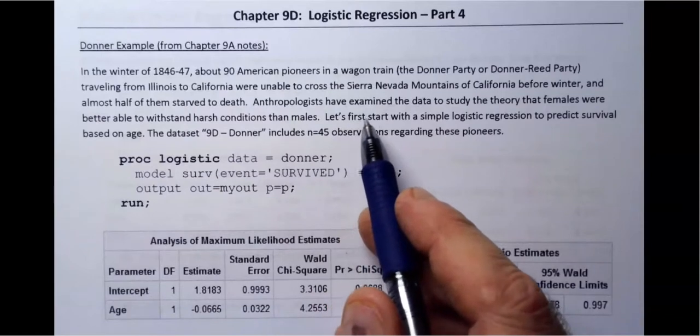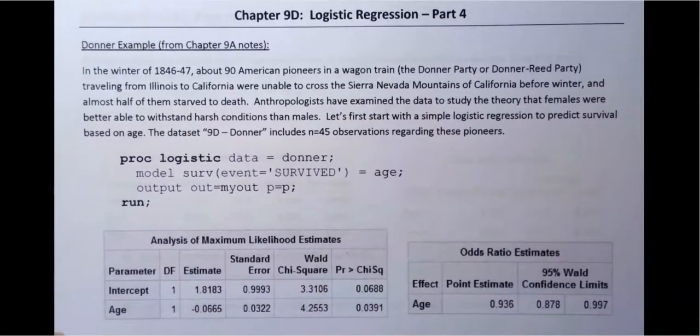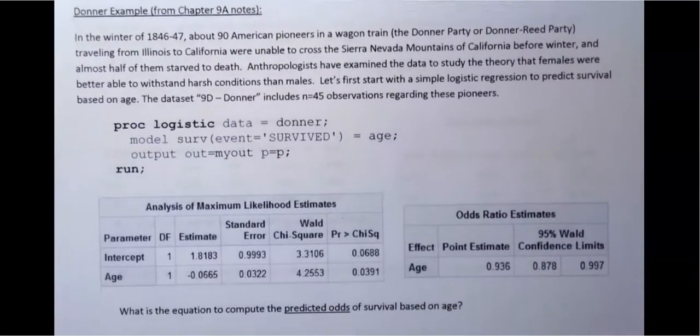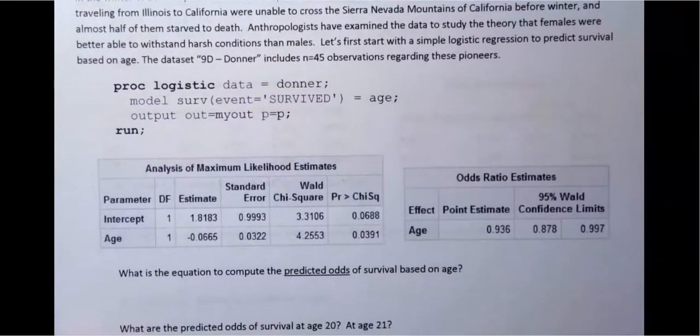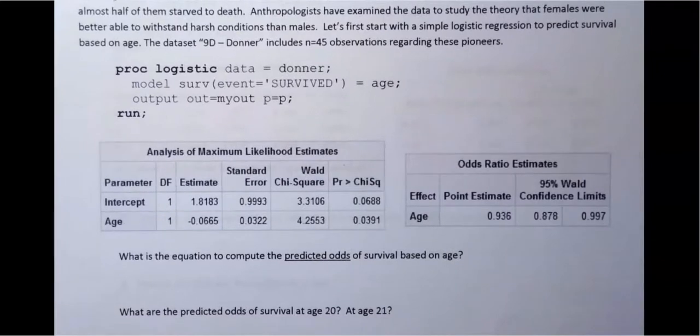anthropologists have looked at these data and have noticed that females were able to better withstand the conditions than males, and they want to know why, or fewer females died than males. So we're going to expand what we've talked about a little bit with logistic regression, and hopefully there will be enough repeat here as well to help reinforce what we've already talked about in terms of logistic regression. We're not going to go too much further than this.